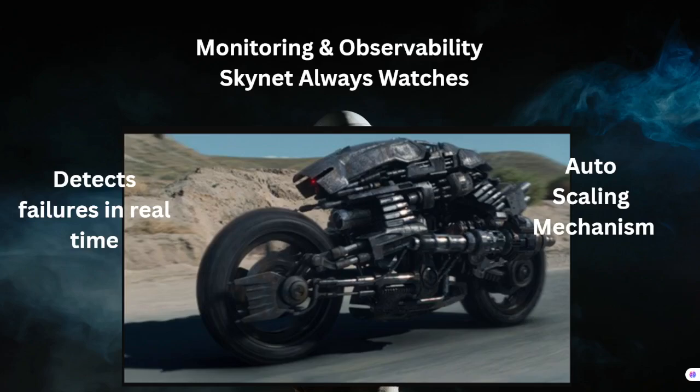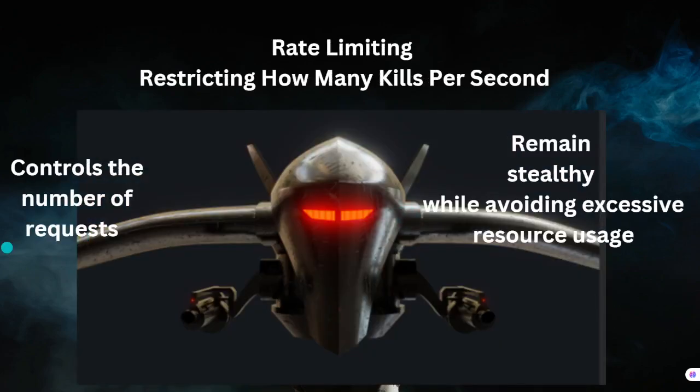Example, in Terminator 2, the T-1000 scans the environment, checks heat signature, and analyzes damage level, just like a monitoring tool that collects logs and metrics. If a Terminator stops responding, Skynet knows it failed and it deploys a replacement using an auto-scaling mechanism. The next concept is rate limiting.